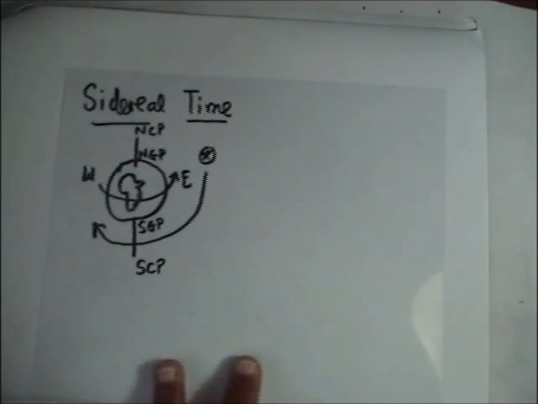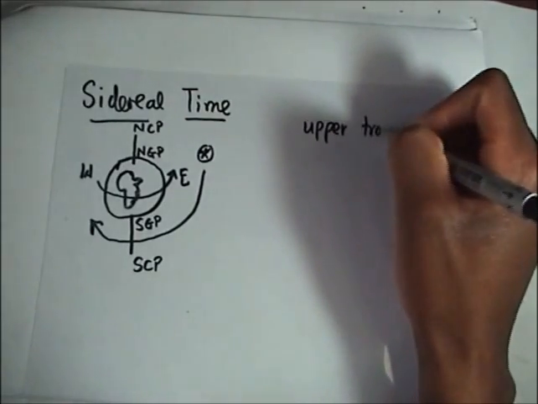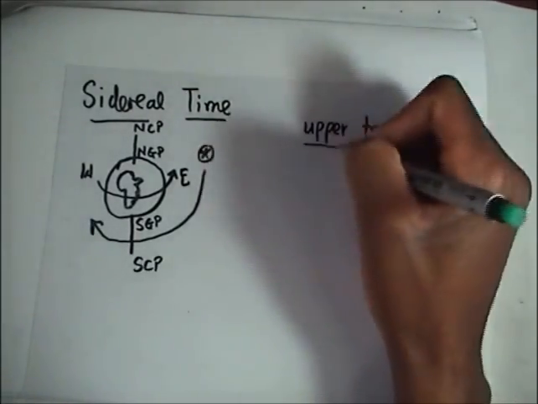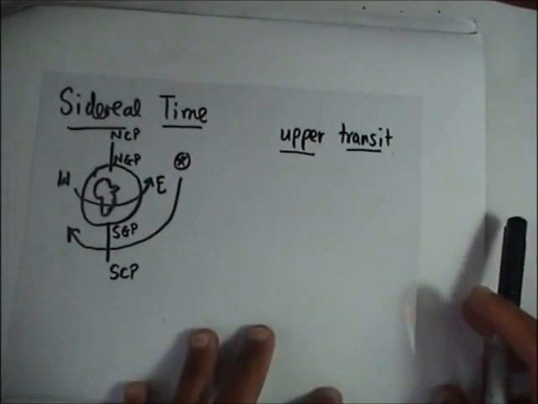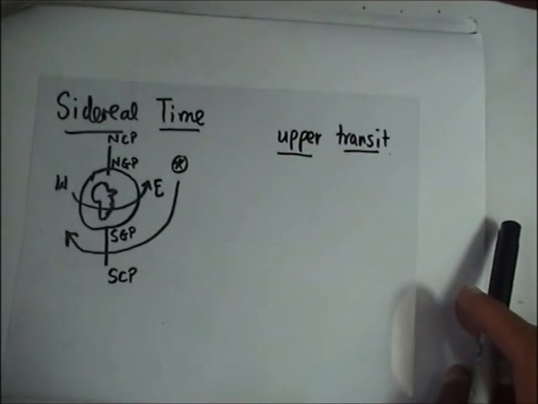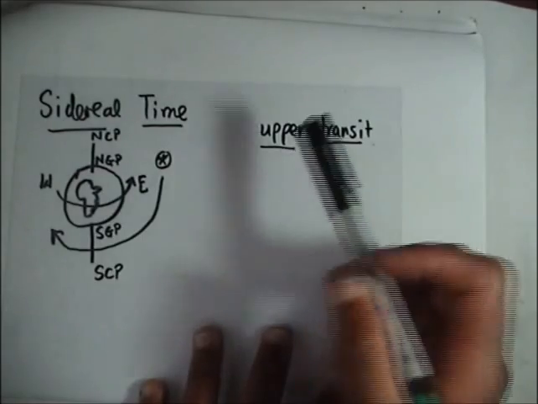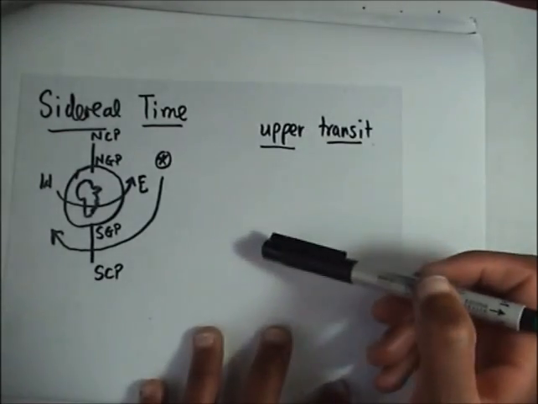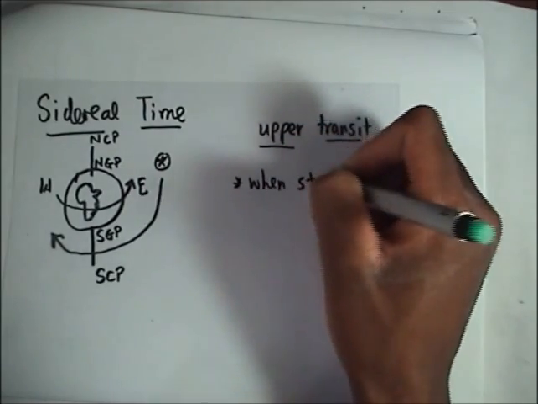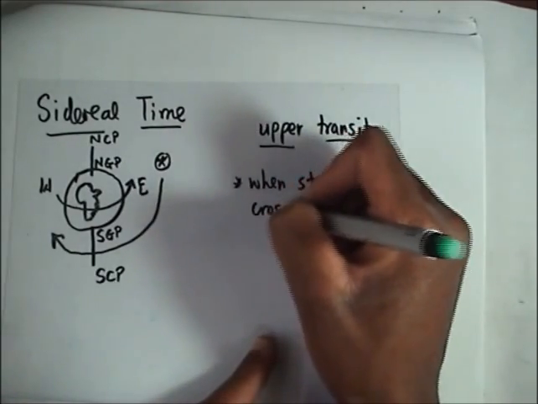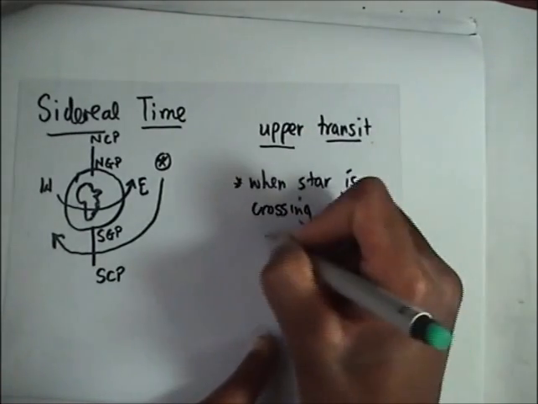If you remember what upper transit is. I hope you remember what upper transit is. If not, just go back to the video that talks about right ascension, declination, and upper transit, and you can recall what it is. Upper transit is when a star is crossing the observer's celestial meridian.